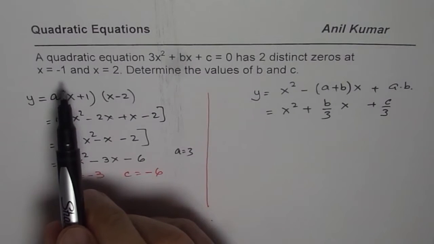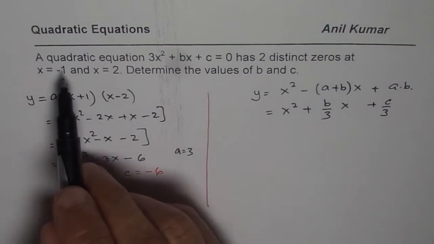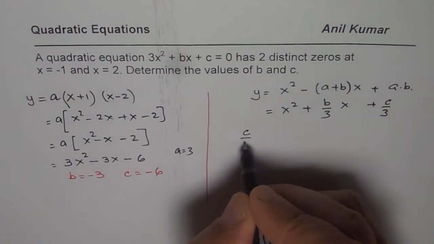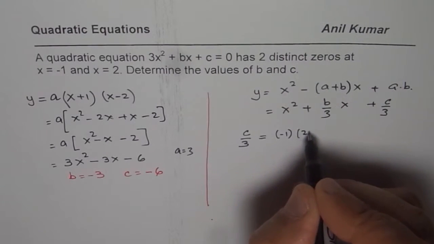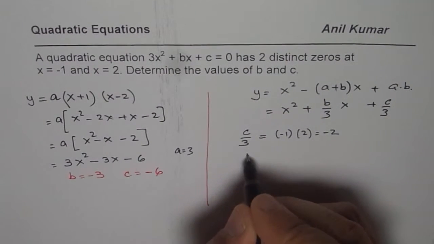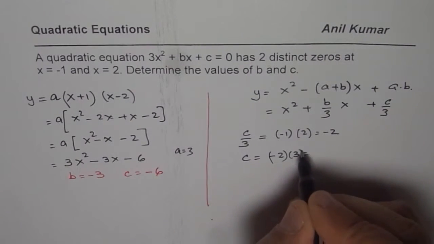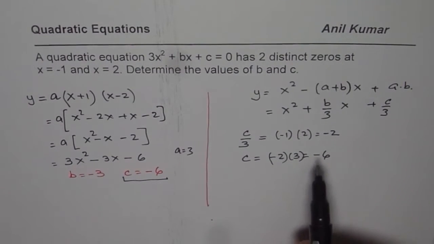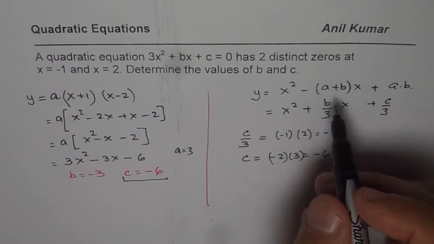Now the roots are given to us as minus 1 and 2. So that means their product is equal to c over 3. So we can write c over 3 is equal to minus 1 times 2, which is minus 2, or c is equal to minus 2 times 3, which is minus 6, correct? So you get the same answer. Do you see that? So this is a very good method of solving such equations, right?